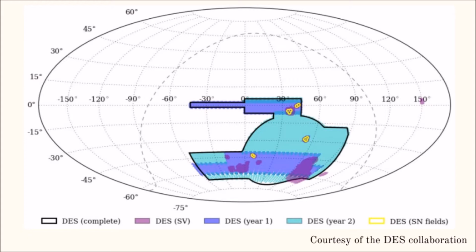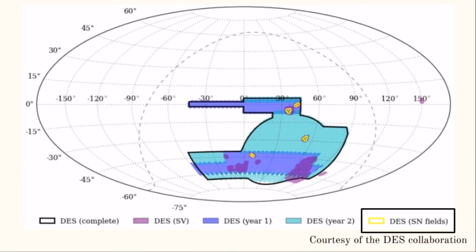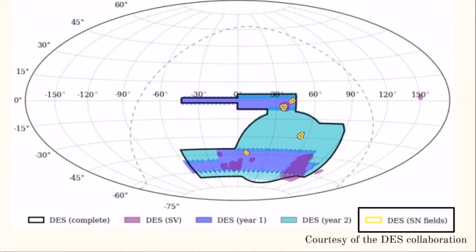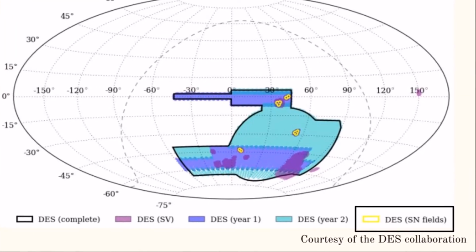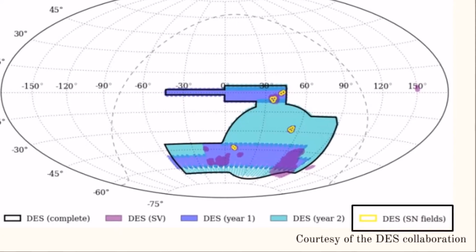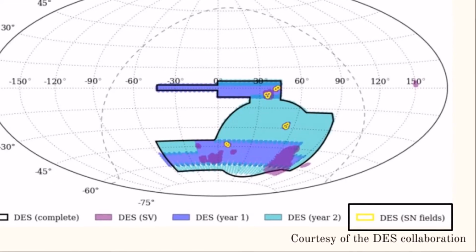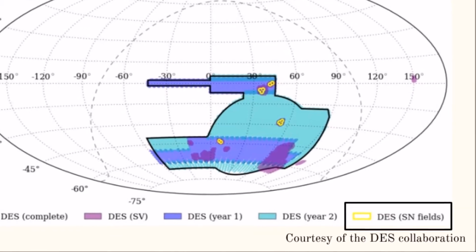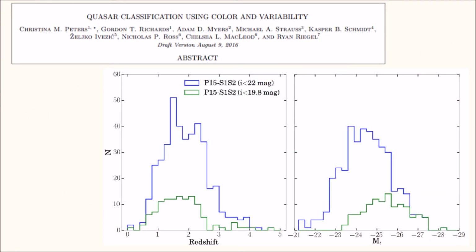The fields that DES surveys for supernovae are known as the supernova fields, which are scanned more frequently and have deeper imaging. We focus particularly on two fields that overlap with SDSS-82, from which we derive our sample of truth quasars using the quasar catalog published by Peters et al. 2015. We divided our analysis into two magnitude limits, brighter than 19.8 and brighter than 22 magnitude in DES i-band.